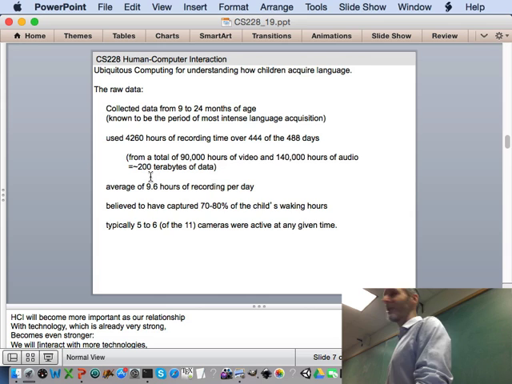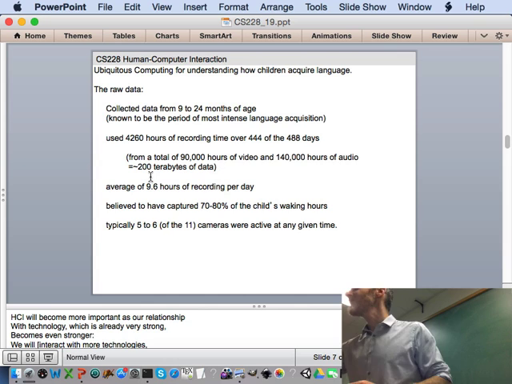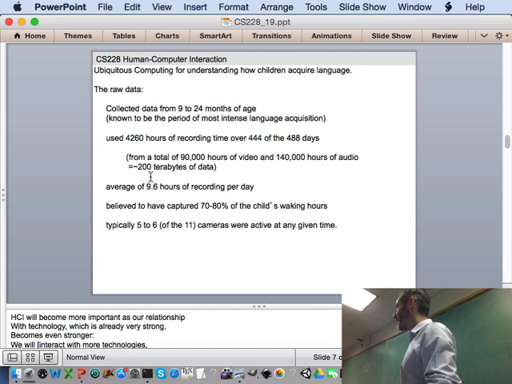About 9.6 hours per day. They believe they captured about 70 to 80% of the child's waking auditory and visual experience. Not the child's somatosensory experience, not what the child felt when the child grabbed an object, right? So only sight and sound. Obviously, other sensory modalities also probably impinge upon a human's ability to acquire language, and 5 or 6 cameras were active at any given time.